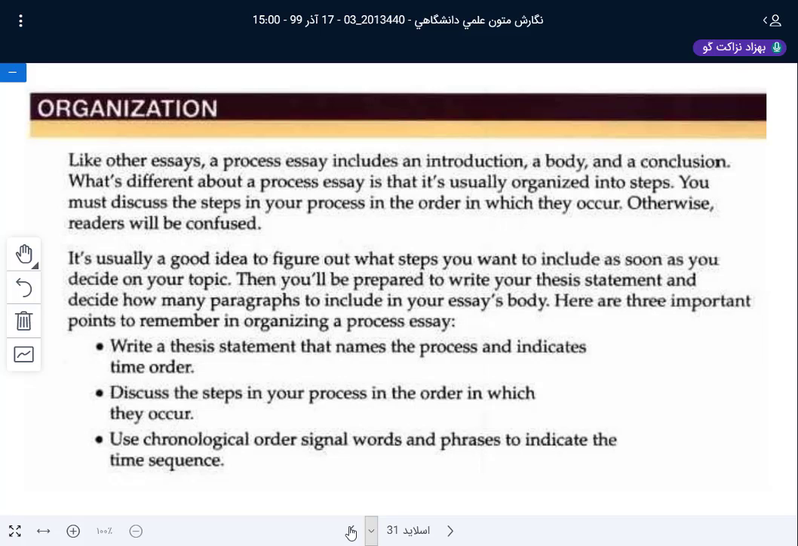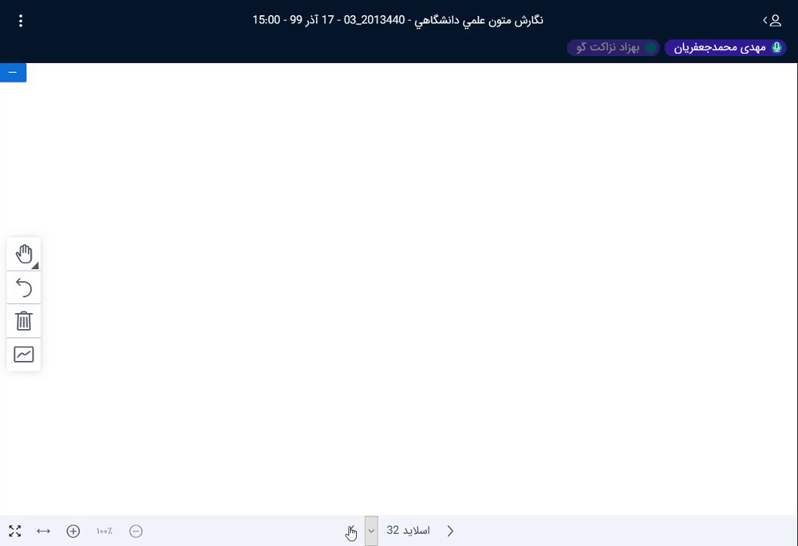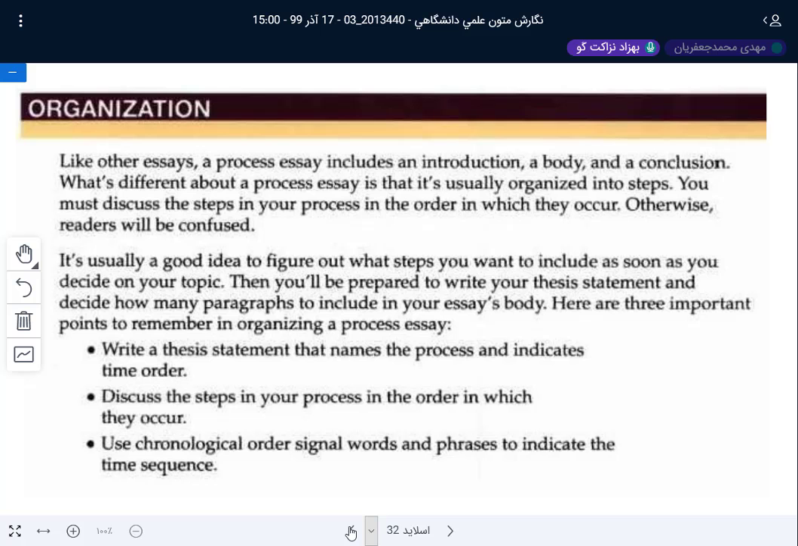Okay, go on, please. Here are three important points to remember in organizing a process essay. Write a thesis statement that names the process and indicates time order. Discuss the steps in your process in the order in which they occur. Use chronological order signal words and phrases to indicate the time sequence. Very good.